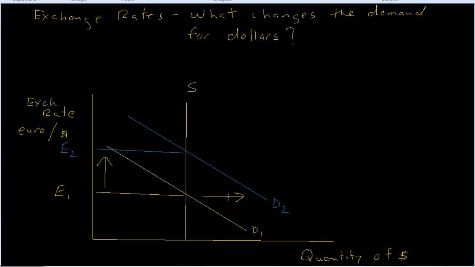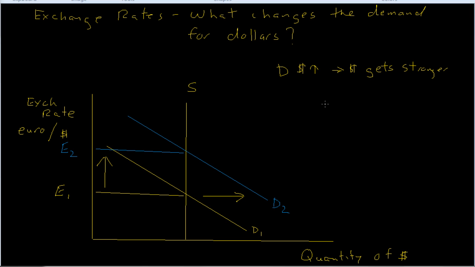Okay? If the demand for dollars increases, so we go from this yellow demand curve, D1, out to this blue demand curve, D2, the exchange rate goes up. That is, it takes more euros to buy one US dollar. All right, so let's just note that. If demand for dollars increases, what happens? The dollar gets stronger. That is, it takes more euros to buy one US dollar.